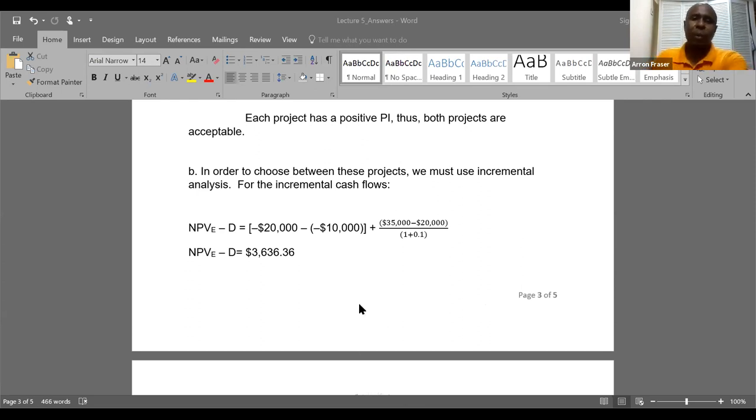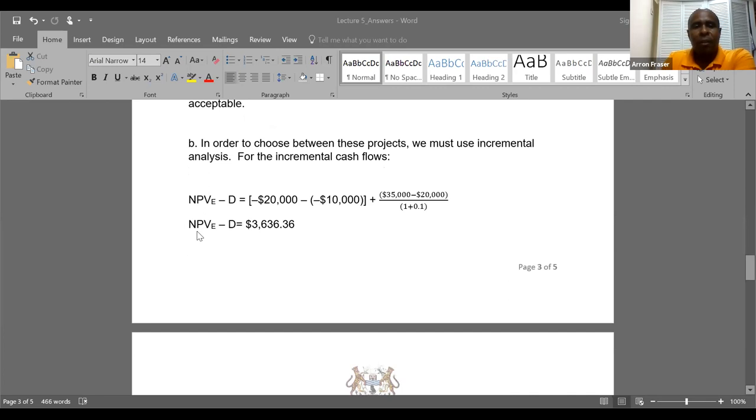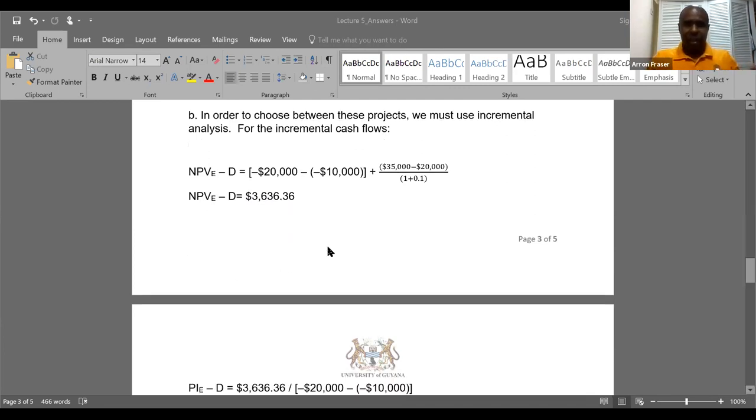The larger project required an outlay of 20,000. We minus the smaller project of 10,000. So this is the capital part, the investment part. And then we have the cash flow part, and then we divide that by one plus the discount rate. And then you find that the incremental cash flow from project E minus D is 3,636.33, right? So that's the long way we're going through now. That's the incremental cash flow.